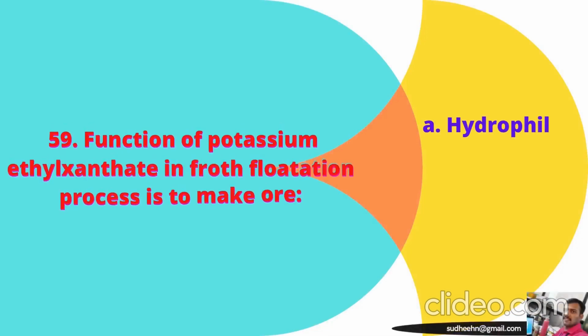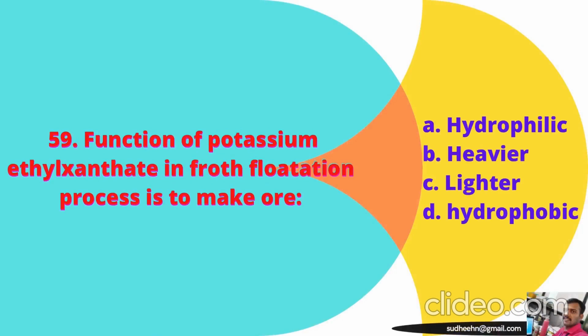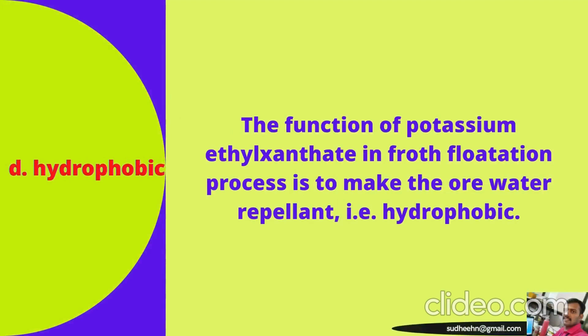And question number 59. The function of potassium ethyl xanthate in the froth flotation process is to make the ore: option A, hydrophilic. Option B, heavier. Option C, lighter. And option D, hydrophobic. And the right answer is option D, that is hydrophobic. The function of potassium ethyl xanthate in the froth flotation process is to make the ore water repellent, that is called hydrophobic. The right option is option D, that is hydrophobic.